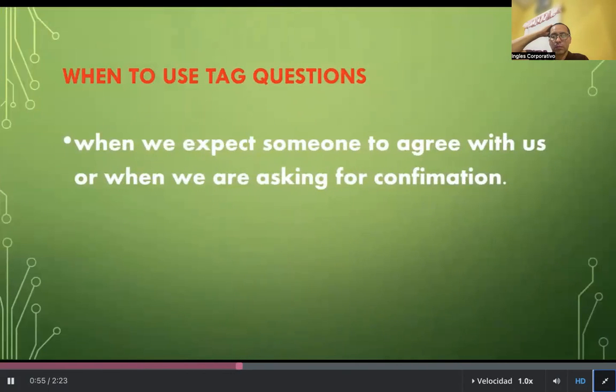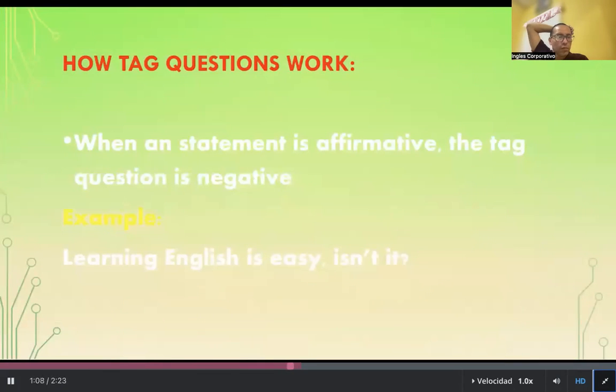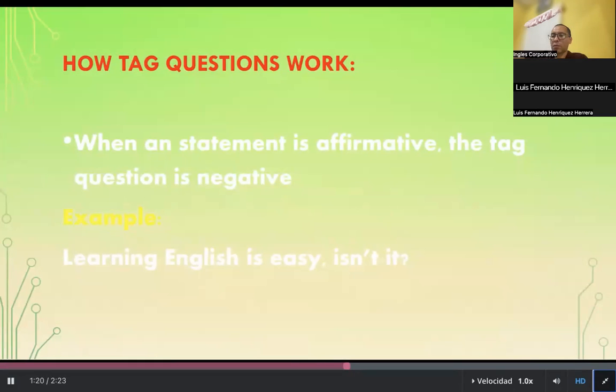I will begin the explanation telling you when to use tag questions. We use tag questions when we expect someone to agree with us or when we're asking for confirmation. This is how tag questions work. When a statement is affirmative, the tag question is negative. For example, learning English is easy, isn't it? Learning English is our positive statement, and isn't it is our tag question in negative.